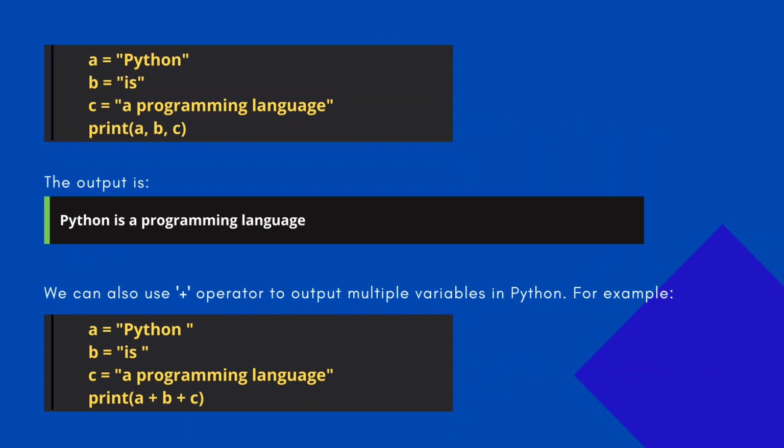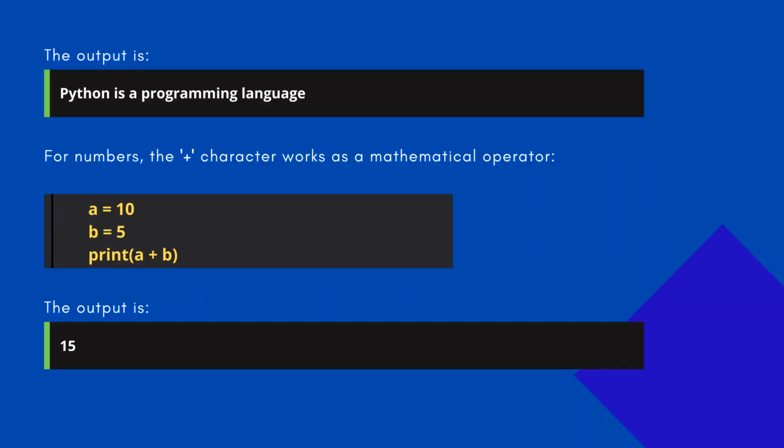We can also use the plus operator to output multiple variables in Python like the given code sample. But for numbers, the plus character works as a mathematical addition operator. For example, in the given code, 10 and 5 are added and give the result 15.